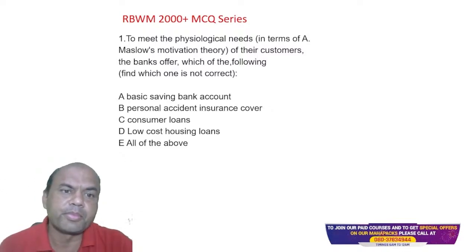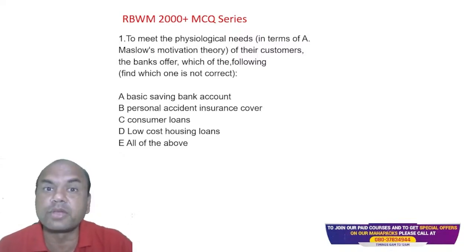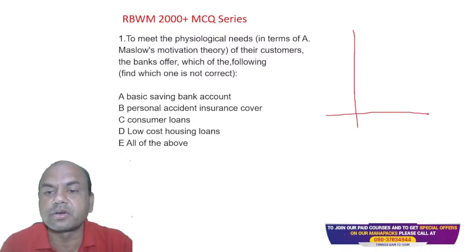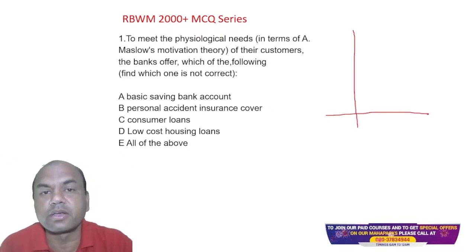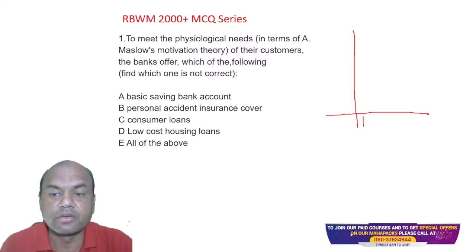To meet the physiological needs in terms of Maslow's motivation theory of the customers, the bank offers which of the following products? Now we'll do it fast because we are having almost 20 questions in half an hour. So to meet the physiological needs as per Maslow's theory, which is the lowest level in Maslow's theory? First is physiological.